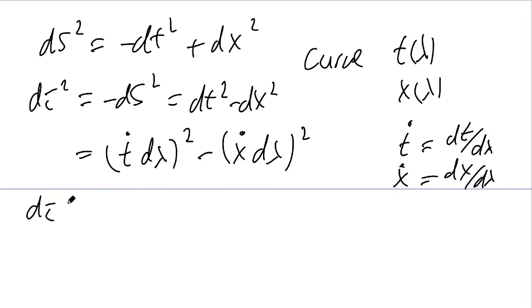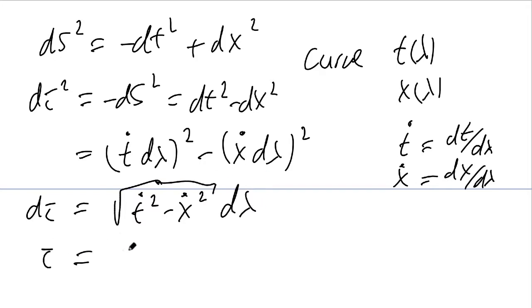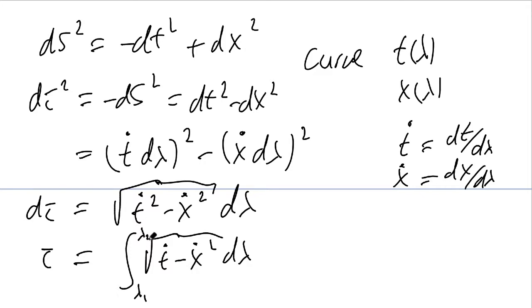Okay, so taking the square root of both sides, d tau is the square root of t dot squared minus x dot squared times d lambda. And then the proper time between two points is just given by the integral of d tau. So that's the integral of the square root of t dot squared minus x dot squared d lambda, integrating from some initial point with parameter value lambda 1 to some final event with parameter value lambda 2. All right, so we now want to extremize this expression.